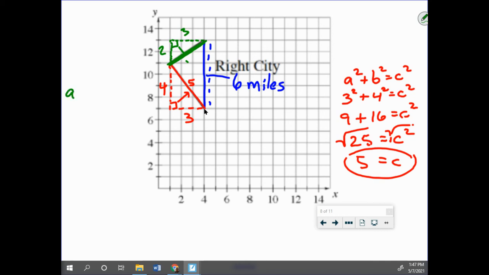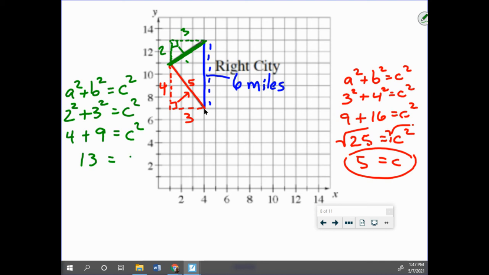So I go a squared plus b squared equals c squared. 2 squared plus 3 squared equals c squared. 2 squared is 4. 3 squared is 9. 9 plus 4 is 13 equals c squared. Is that going to be a nice even number? No, it is not. It is going to be kind of ugly. Let me get my calculator.